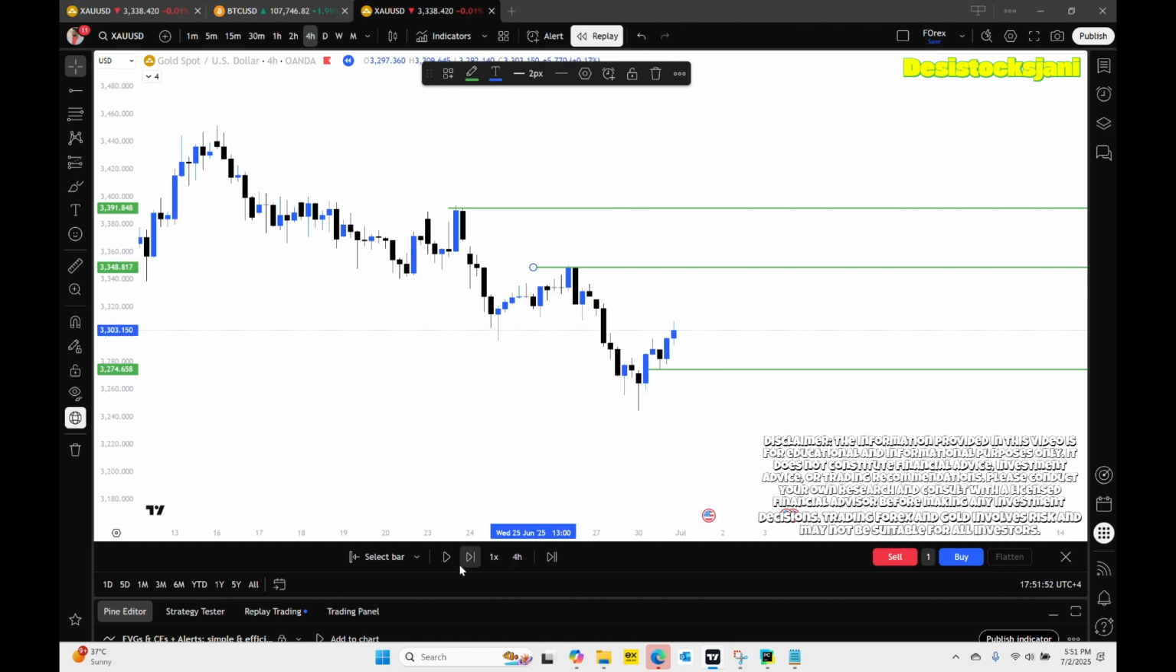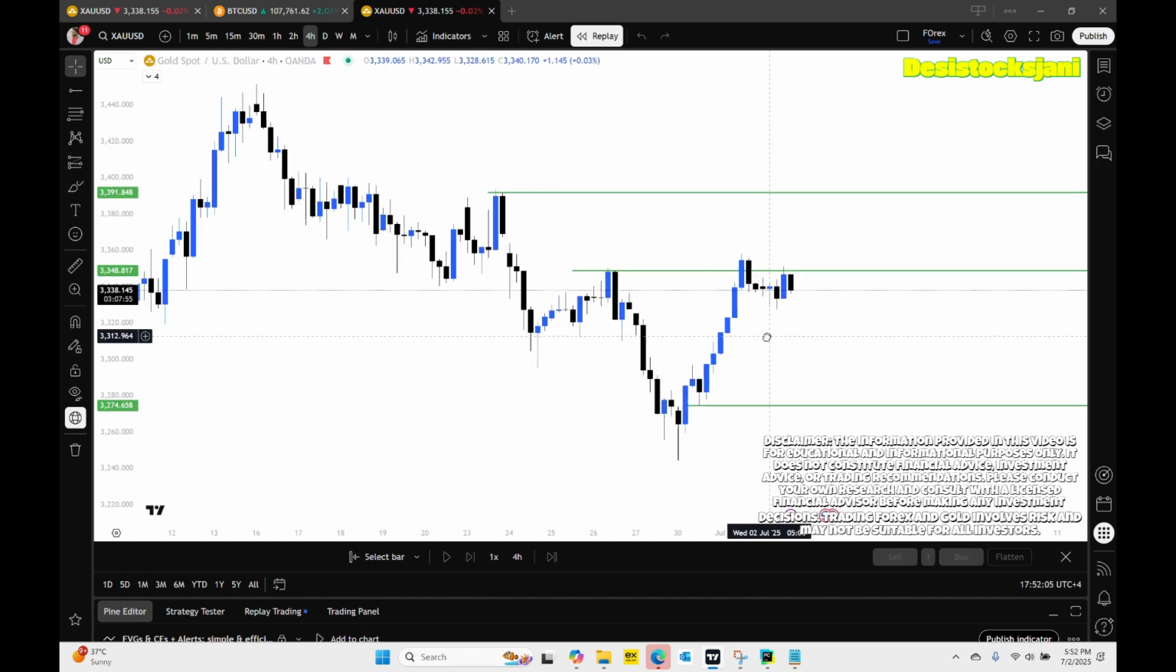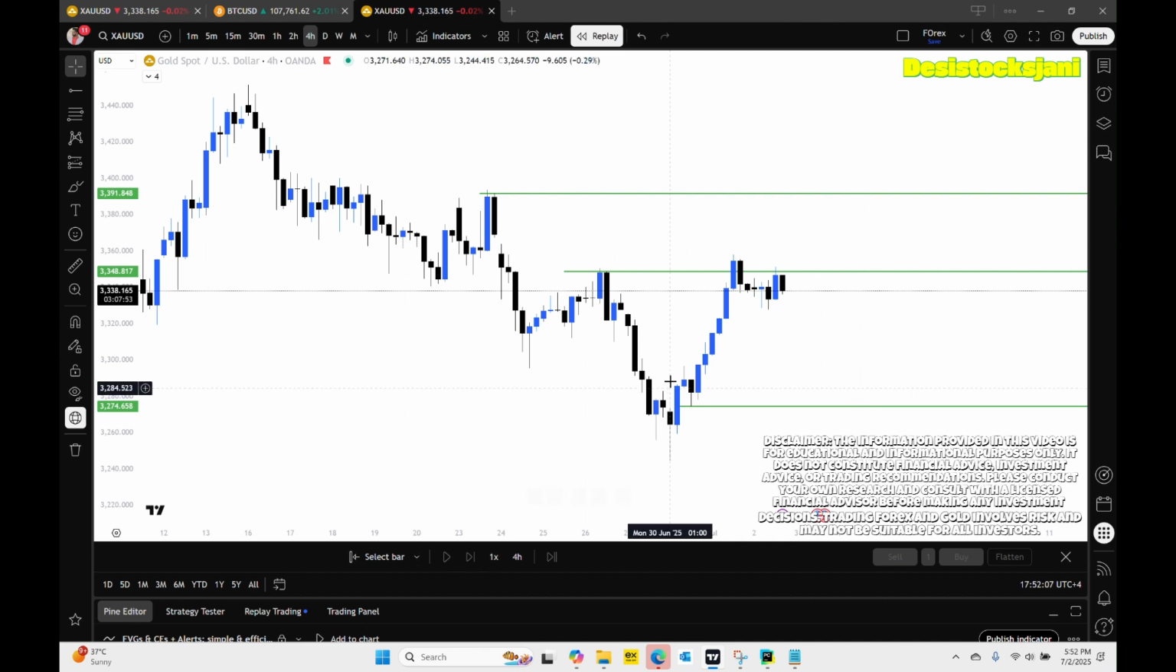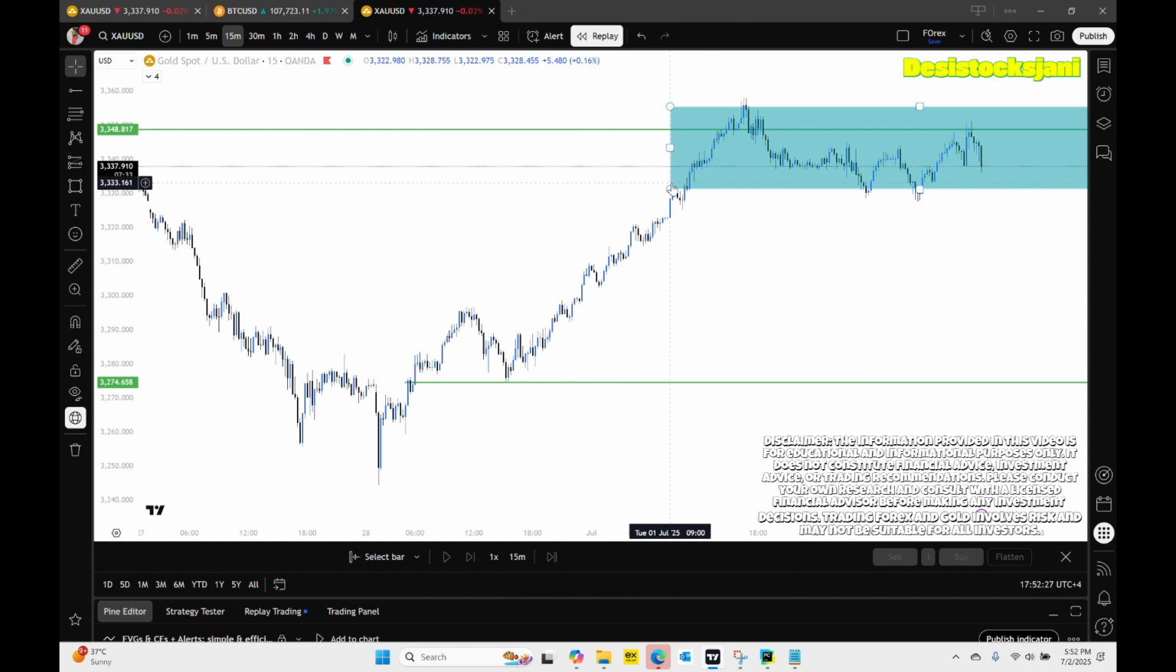All right guys, let's play the replay again and see how the market went yesterday. It hit the first target, it consolidated here, and then the next target we are planning is here. The current market situation is consolidating here, right? So let's go to the 15-minute chart and see how the market went up.